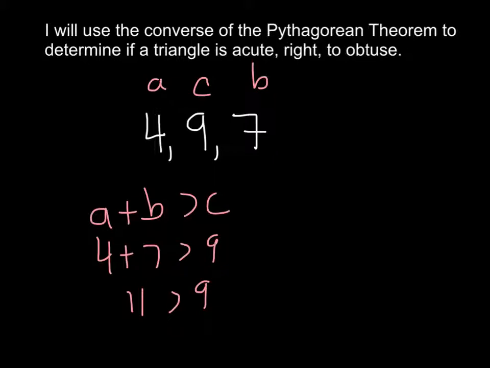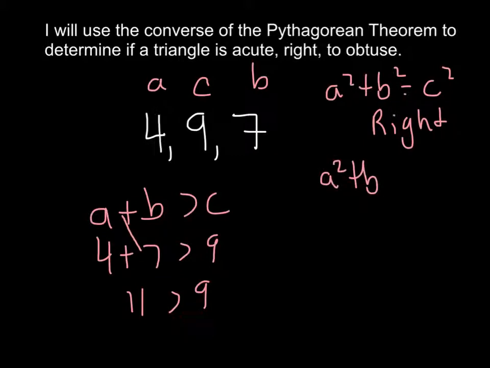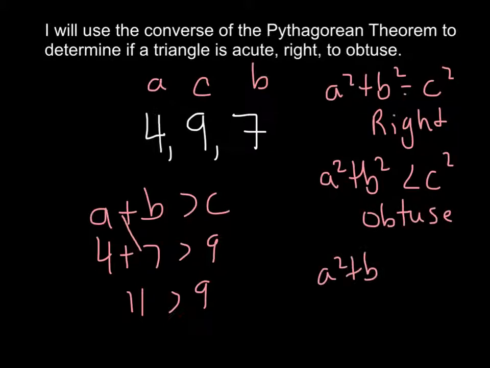So now we have to come to the question, what kind of triangle is it? Now that we know it is a triangle, is it acute, right, or obtuse? In the video just before this, we talked about the relationship between acute and obtuse, and these are some examples to go with that. We found that if a squared plus b squared equals c squared, then that's a right triangle. If a squared plus b squared is less than c squared, or if c squared is greater than that, we know it's obtuse. But if a squared plus b squared is greater than c squared, then we know it's acute.